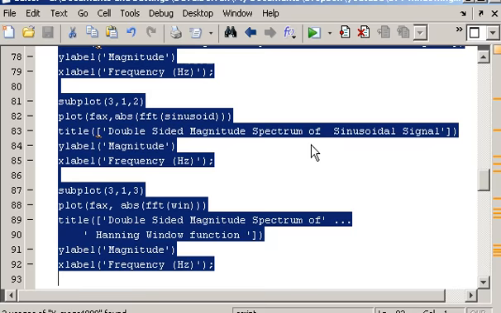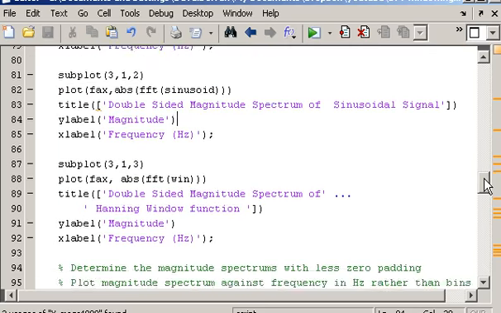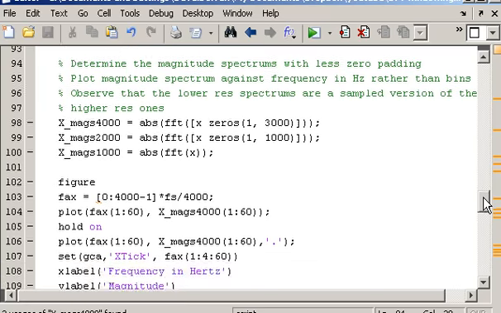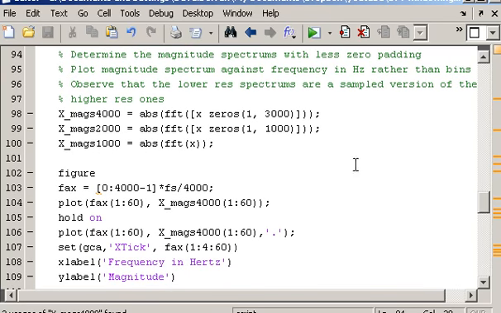We'll just scroll down here. I've got some code that I want to run through. What I've done is zero pad the signal x by different amounts: 3000 in this case, 1000 in this case, and not at all in this case. And I've stored the results in these variables here.